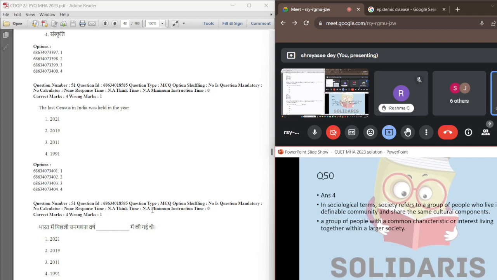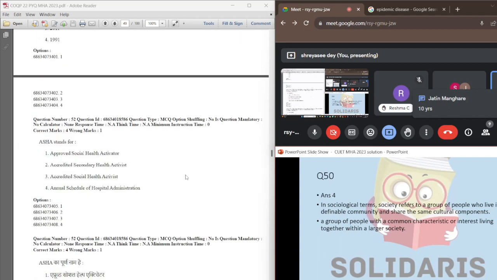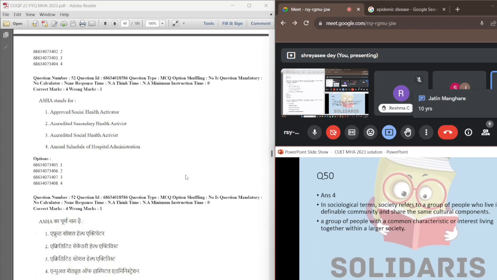Last Spain was the last census held in India. This you should know. How many years gap it takes to have next census? Yeah, right, 2011. Because we have the census every how many years? Yeah, exactly 10 years. This time but it was delayed. It was not done in 2021.